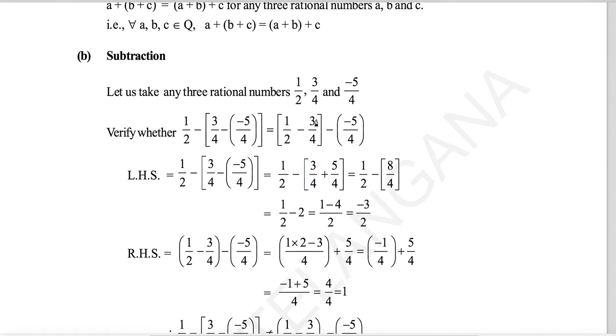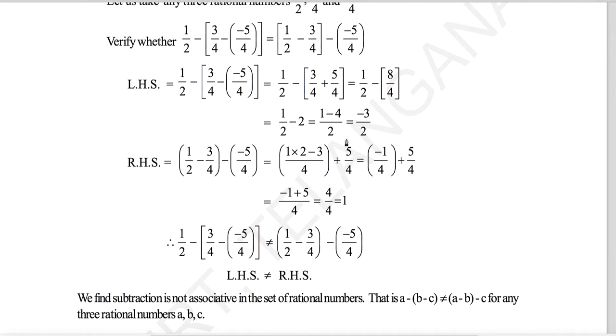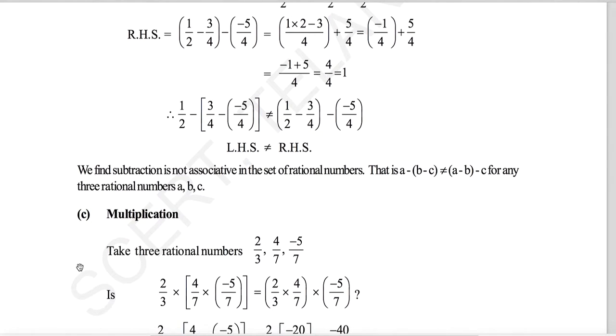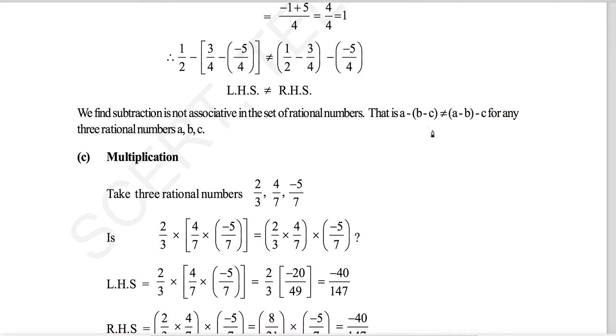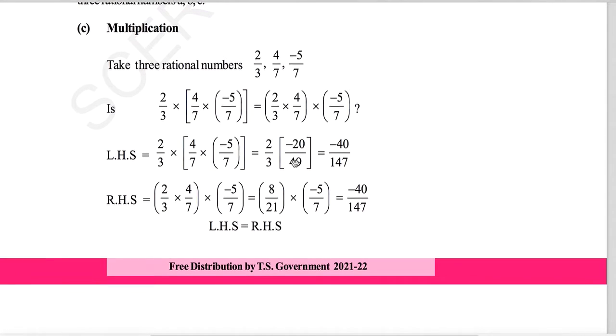Subtraction. Let us take any three rational numbers and see whether (a minus b) minus c equal to a minus (b minus c), whether both are the same or not. Here you got minus 3 by 2, here it is 1, so LHS is not equal to RHS. We find subtraction is not associative for the set of rational numbers, that is (a minus b) minus c not equal to a minus (b minus c) for any three rational numbers a, b and c. What about multiplication?